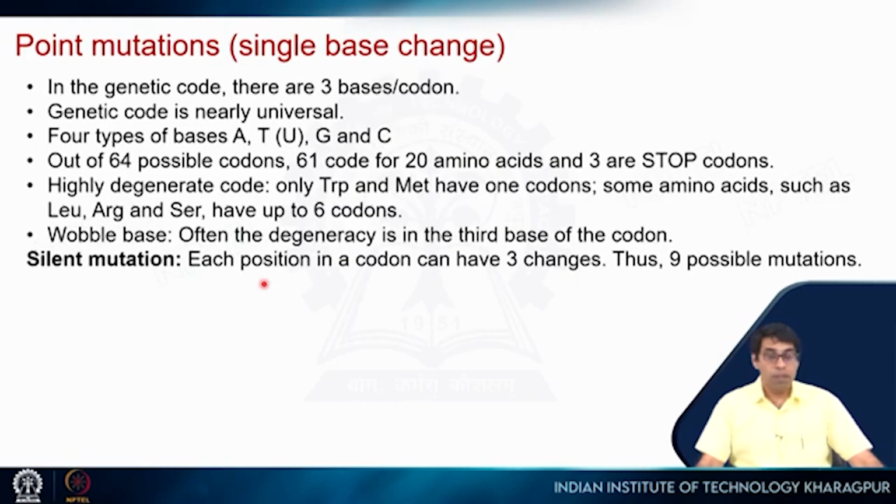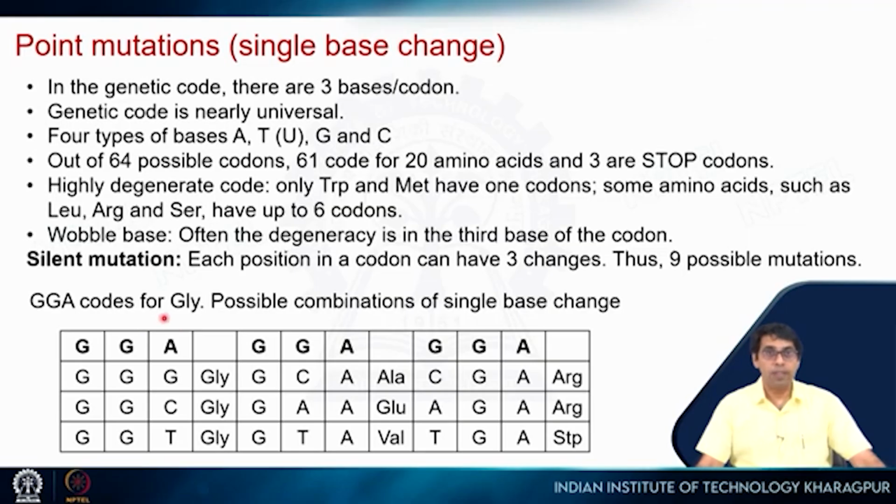Now if we consider point mutations, there are 9 possible point mutations per codon. Let's take the example of glycine. In a particular protein, let's say the codon that we are looking at is GGA, which codes for glycine. If I mutate the third position, I can change it to G or C or T. GGA codes for glycine, and if I change this third base, the wobble base, to G, C or T, it will still remain glycine. So these are all silent mutations.